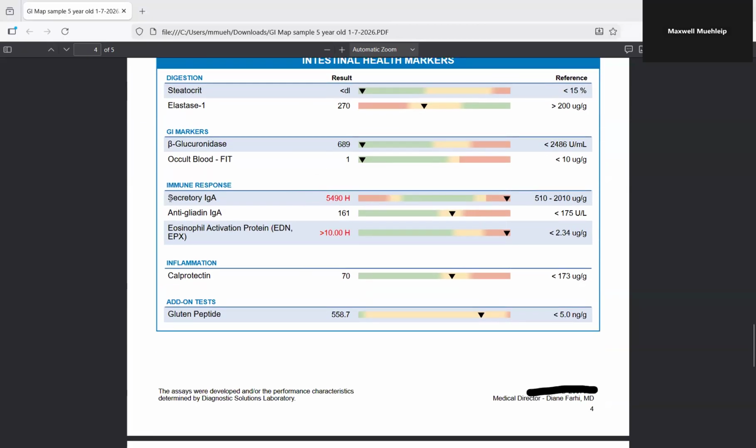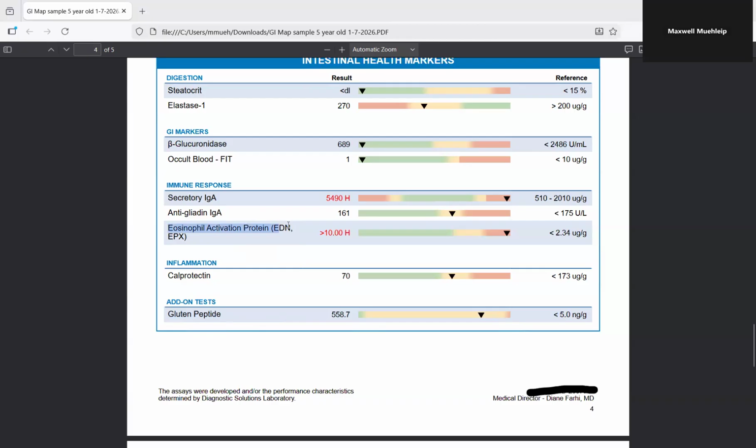Other things that were high, secretory IgA, this is an antibody released by immune cells in the gut, incredibly high, so we know that there's some active inflammation going on in her gut, probably something that the body is trying to fight off. We can see that she's borderline high in anti-gliadin antibodies. This is something that the body can produce in response to gliadin, which is a protein found in certain grains with gluten in them. So this person may be borderline gluten intolerant. We can see the gluten peptide down here is higher than we like to see. We like to see that pretty low.